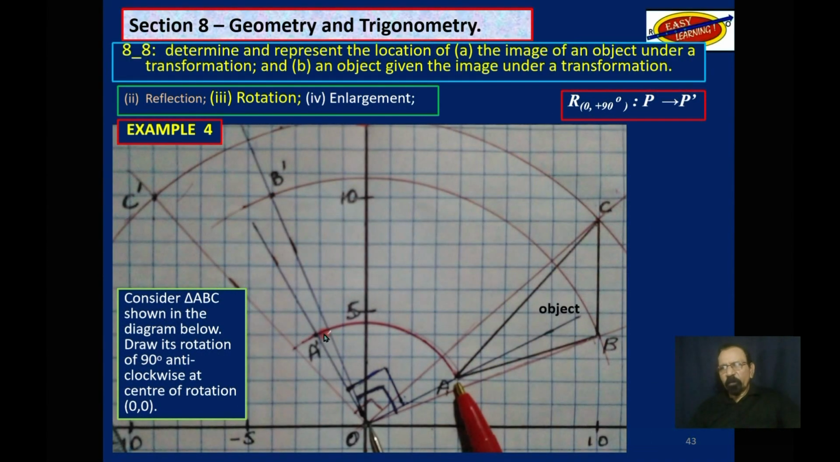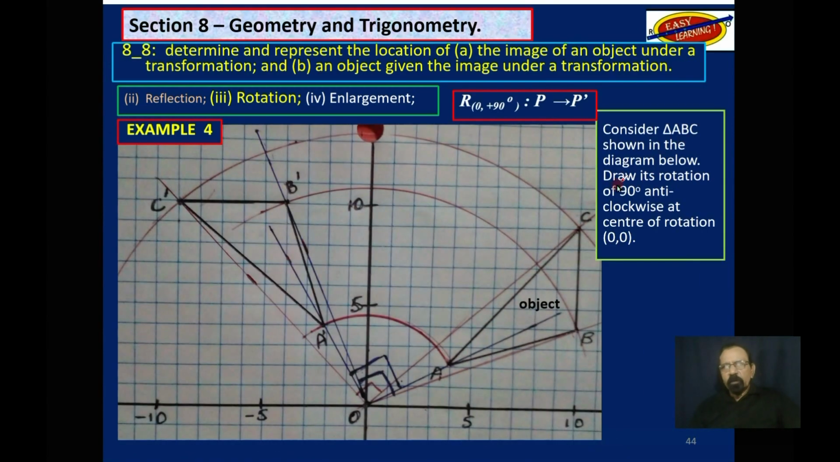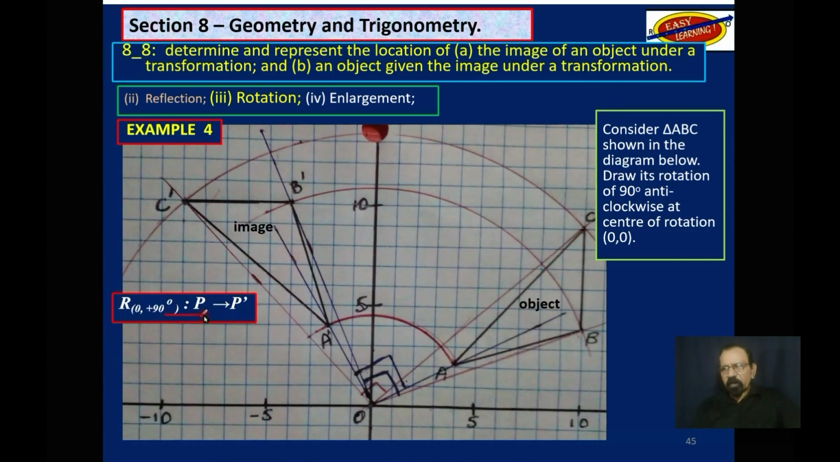And so at this point, we have A prime, B prime, C prime, which are the image points corresponding to the object points A, B, C. You draw straight lines connecting them, and you now have the image under these conditions. Now, can we calculate this?